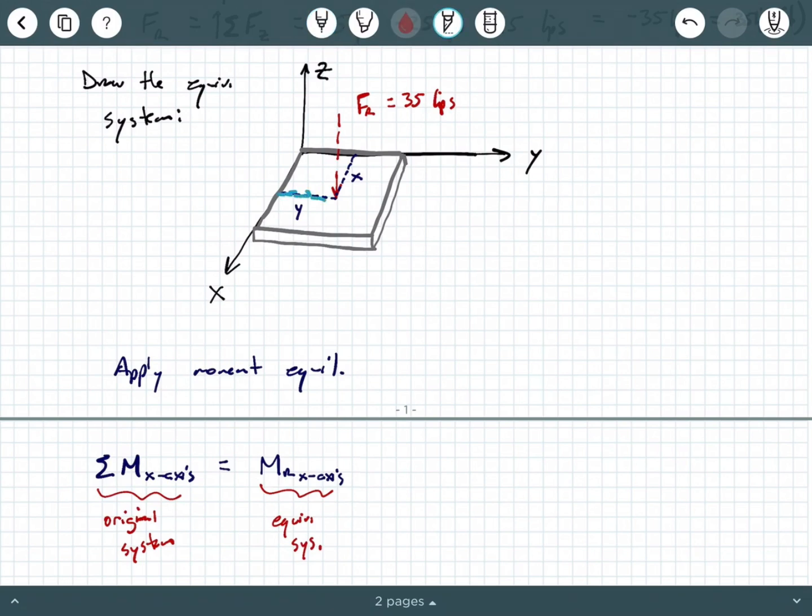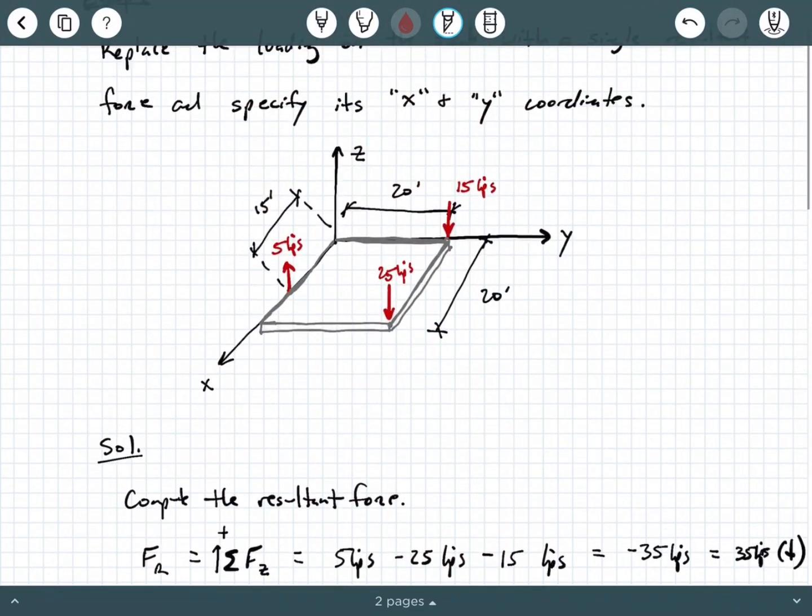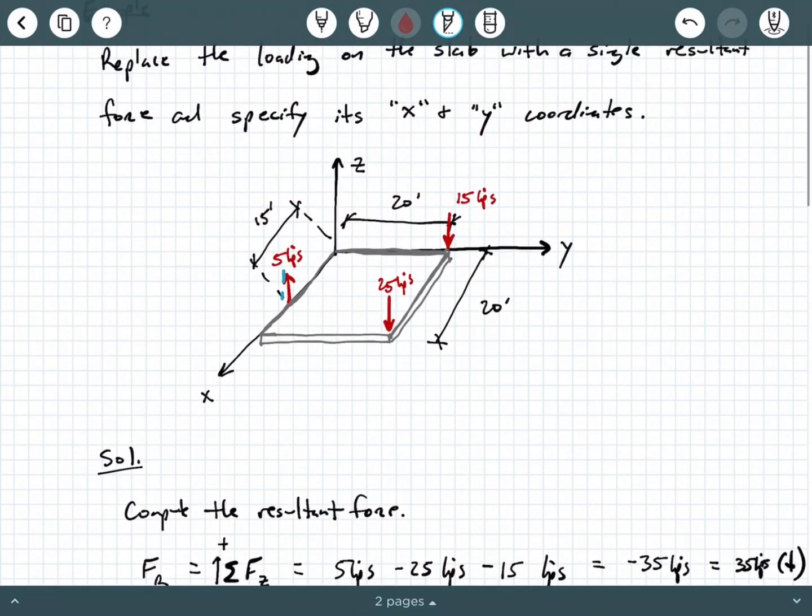And when we do that, we can build in the perpendicular distance of y. If we're summing moments about the x-axis, the perpendicular distance away from the x-axis is along the y direction. So keep that in the back of your head. Let's look at the original system. In the original system, is the 5 kips going to generate a moment about the x-axis? I'm going to ruin it for you. No, it does not generate a moment about the x-axis because it's on the x-axis. But what about these two forces, 15 kips and 25 kips?